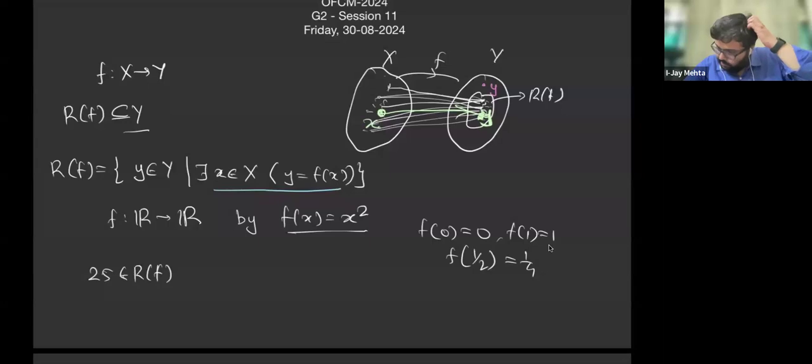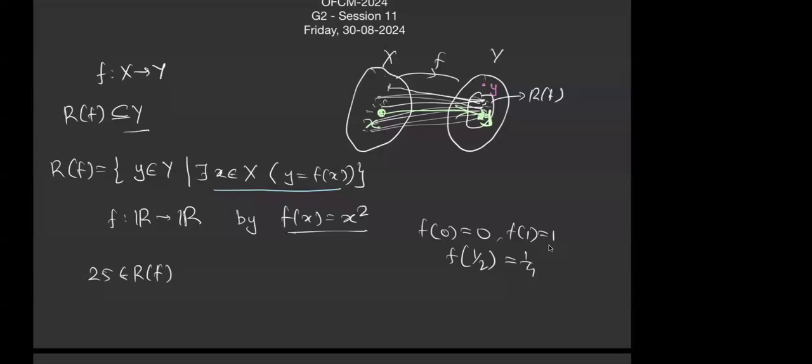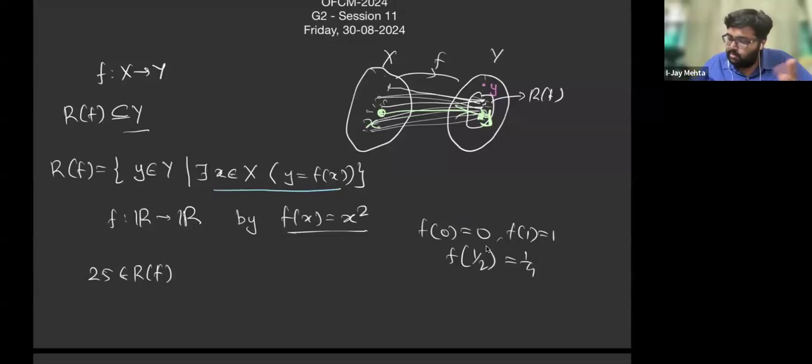Yes, Akanksha? Yes sir. Why does 25 belong to range of f? Because if we put 5 in place of x, then the square of 5 is 25, so it belongs to the range. Yes, very good. See, there exists. When we want to show that this statement is true, we find some x. Akanksha found x equals 5, so there exists x in R, in the domain, such that f of 5, that is 5 square, equals 25.